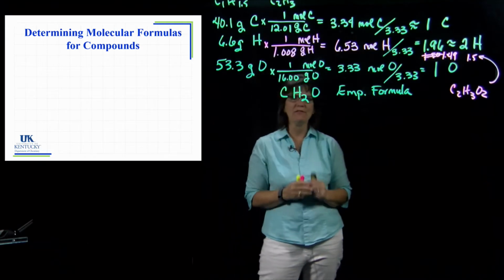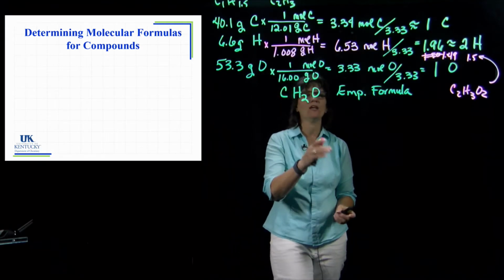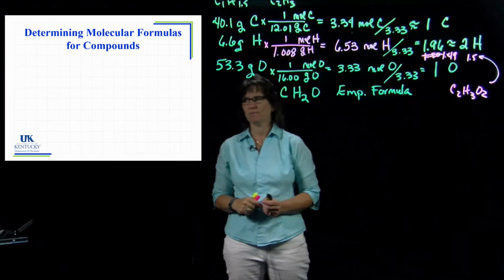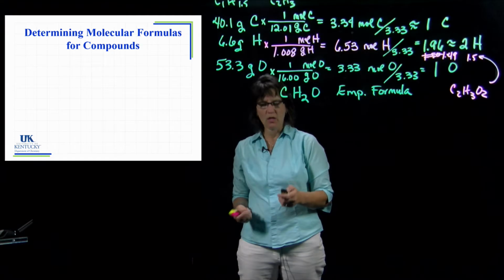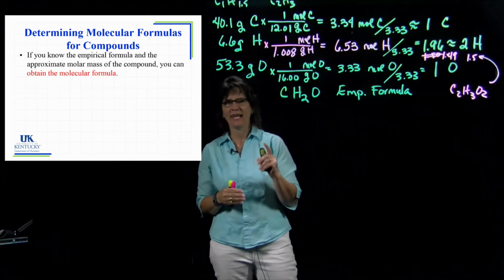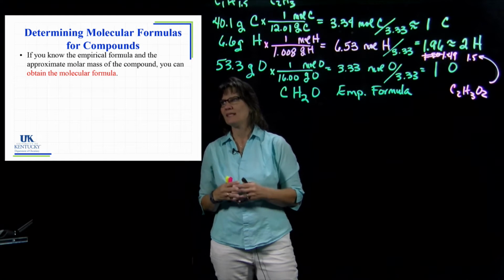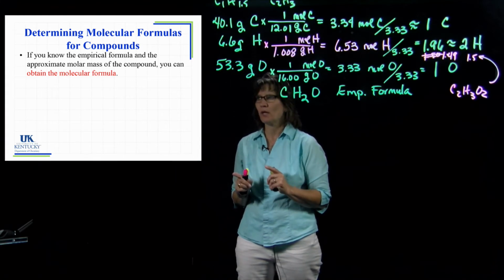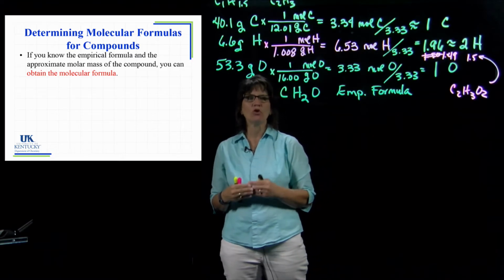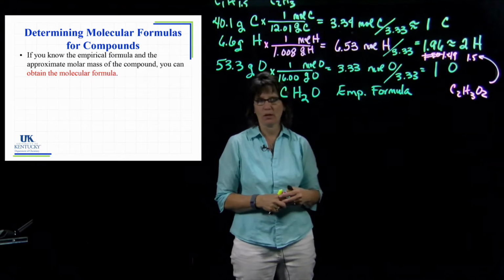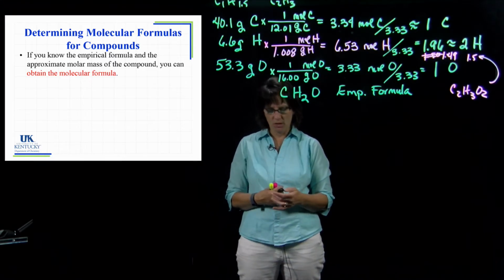Okay, but we can't leave it there because sometimes what we need is not the empirical formula, but the molecular formula. So how do we go from an empirical formula to a molecular formula? Well, you cannot do it unless you know the mass of the compound, all right? If you know the empirical formula and approximate molar mass of the full compound, then you can obtain the molecular formula. That's the only way you can do that, okay?